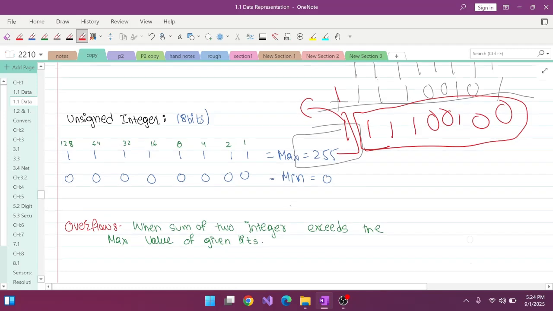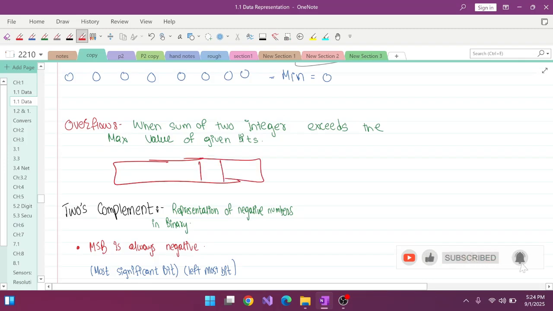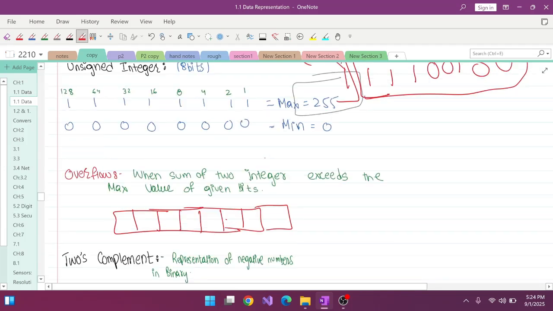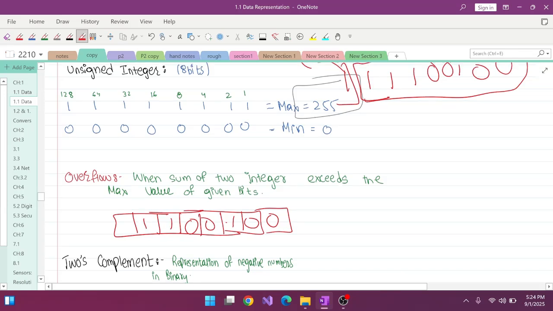If you have a memory unit like this and it has 8 blocks, 1 2 3 4 5 6 7 and 8, you will store the number 1 0 0 0 0 0 0 0 0, then 1 1 1 1 1 1 1 1. So that extra 1 is discarded and is represented as an overflow error. I hope this is clear.